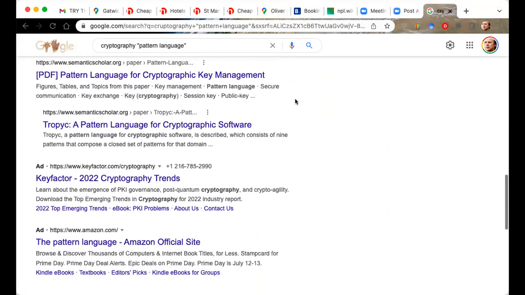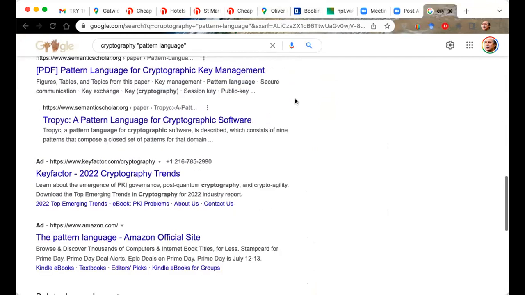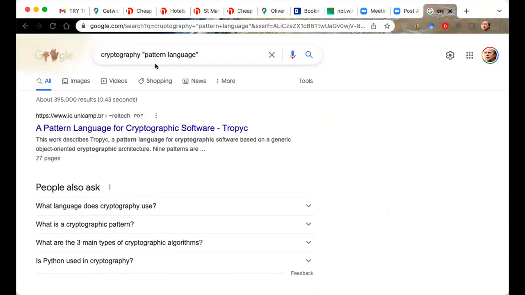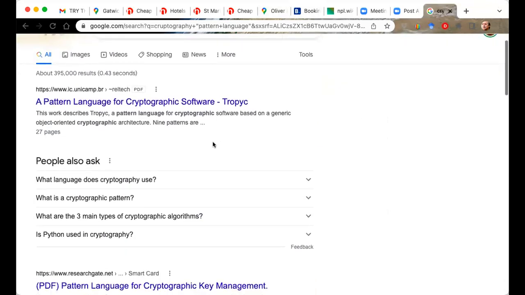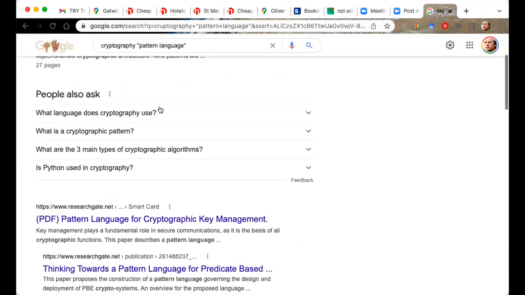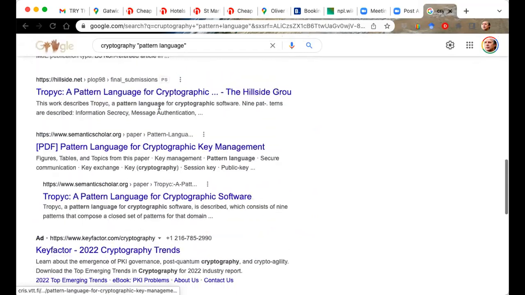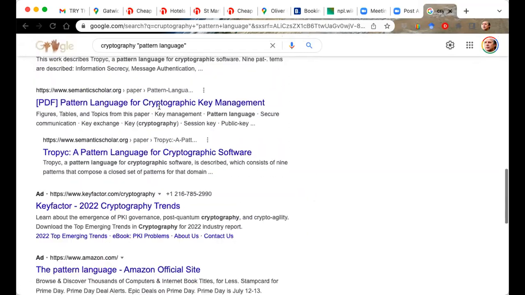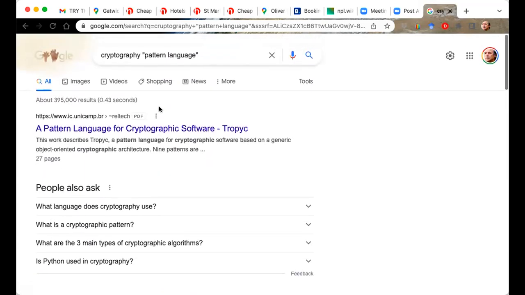I would encourage both of you to just Google around like I just did. I just typed in, as you see, cryptography, quote, pattern language, and I got 395,000 results. Probably a lot of noise in that number, but as you can see, it's a ubiquitous field.